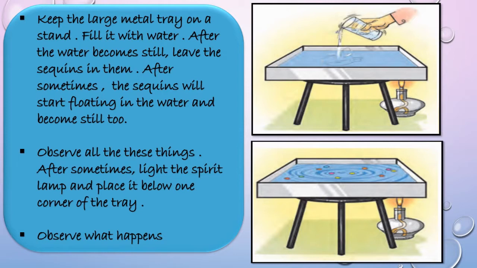Keep the large metal tray on a stand. Fill it with water. After the water becomes still, leave the sequins in it. After some time, the sequins will start floating in the water and become still too. Now, observe all these things. After some time, light the spirit lamp and place it below one corner of the tray. Now students, what did you observe?